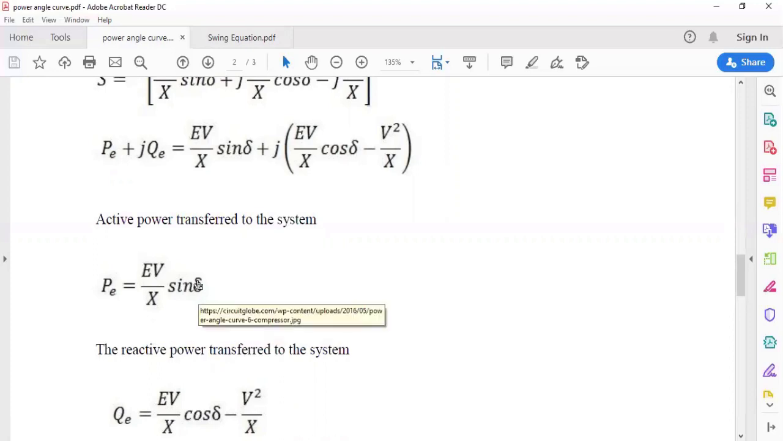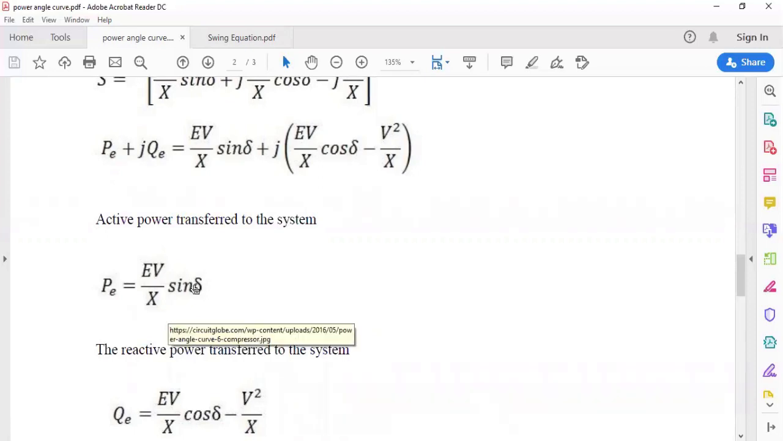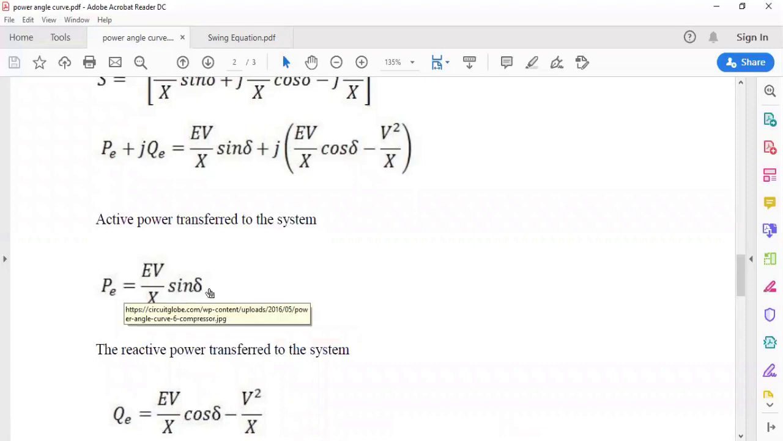Now here see, if we vary this delta, we will see different values of power. Suppose I make it 0, then the whole power will be 0. If we make it 90, sin delta is 1, meaning maximum, so this becomes the maximum power. Similarly, if we make it 180, then this will come 0 again. Again, if we increase it to 360, this will be again 0. So if we plot P for different values of delta, we get the power angle curve.